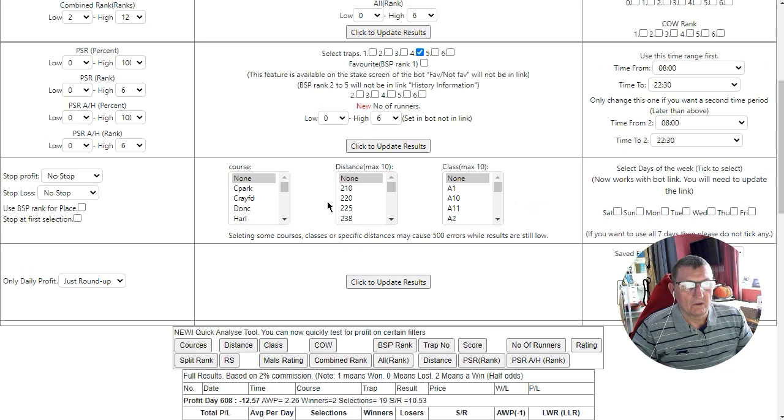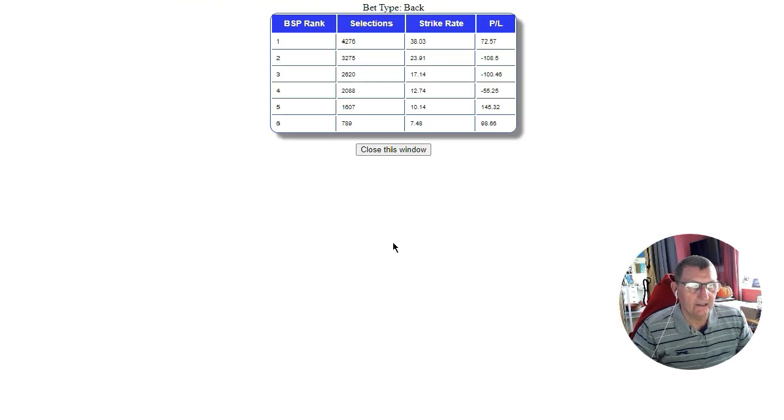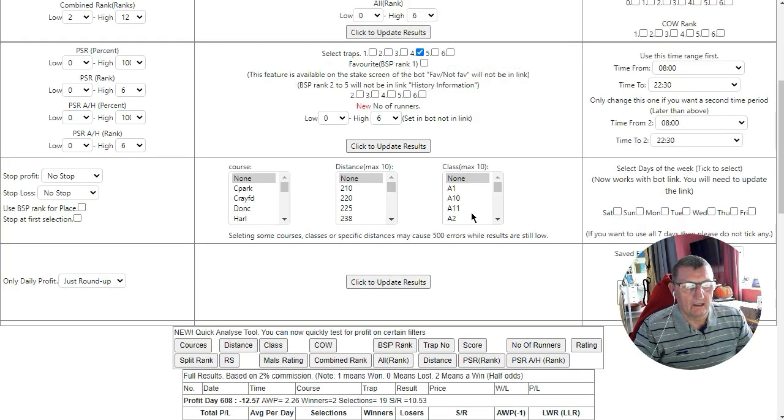So, okay, the next thing we're going to do is have a look at BSP rank, because I kind of like those too. Now, you'll see here that there's profit on rank 1, which is the favourite, and there's also profit down here on rank 5 and 6. The problem is the strike rate, 10.14 and 7.48. That actually means we have to go through lots and lots of losers before we get winners, and I'll show you that by going to 5 and 6.